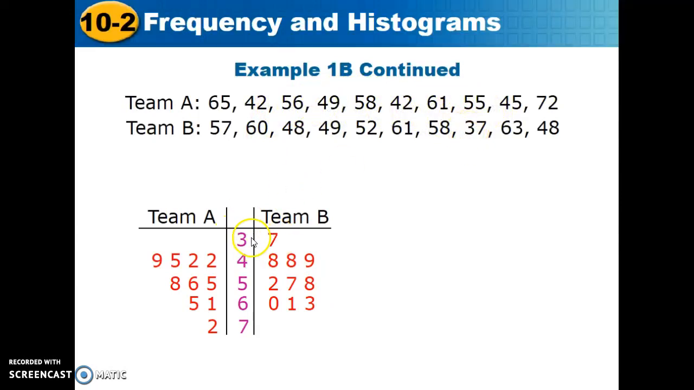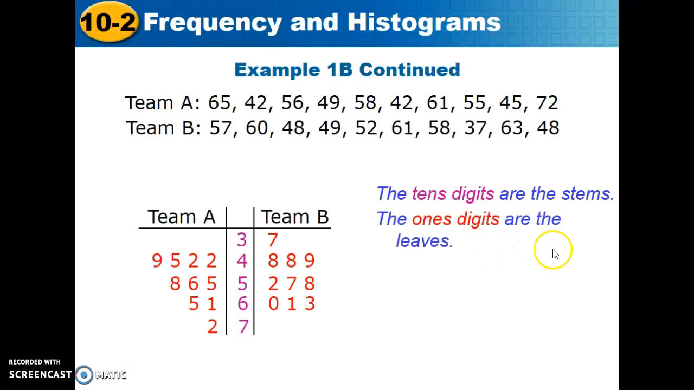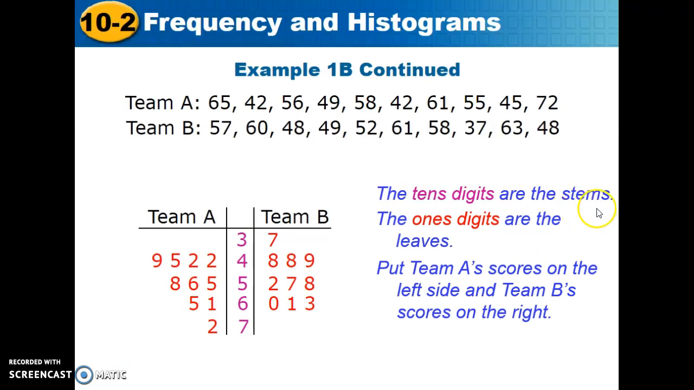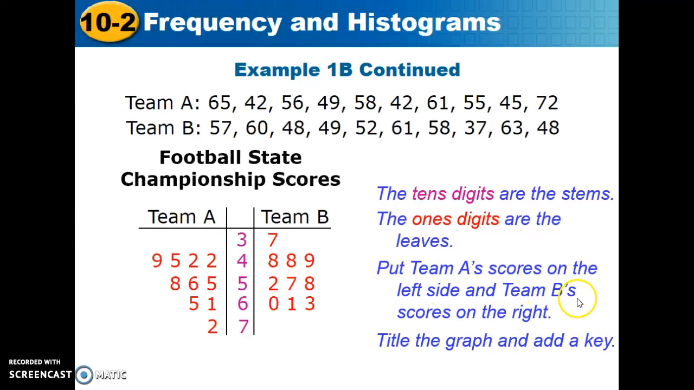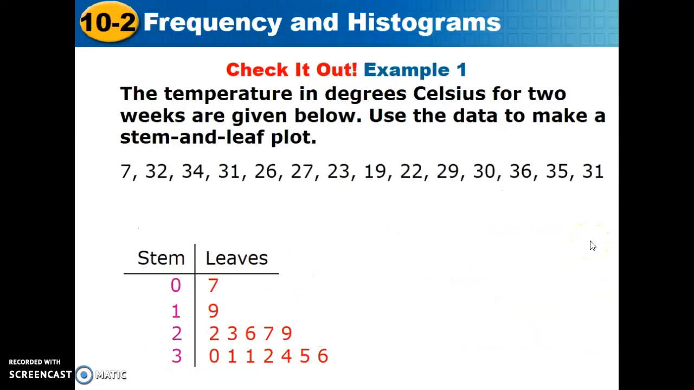We can read our stem and leaf down here. Team A, the lowest, is 42. Notice how we read on the left side, 4 is still our tens digit, and 2 is our ones. The tens digits are the stems, the ones digits are the leaves, and they have to be on the left and right of the middle, and we're going to read them kind of backwards, if you will. So we're going to title the graph Football State Championship Scores, and the key 48 means 48, and 42 means 42. So you can see we read it differently on the left.